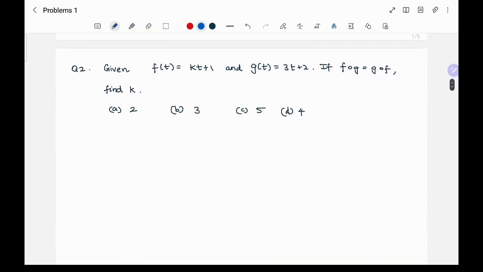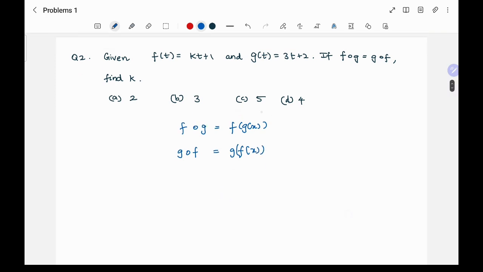Next question. Given f of t and g of t, if f of g is equal to g of f, find k. So f of g implies f of g of x, and g of f implies g of f of x. They are saying these both are equal. First let us try to find them alone. So f of x is nothing but kx plus 1, and g of x is 3x plus 2, right? Instead of t you can just substitute x, it is just variables.